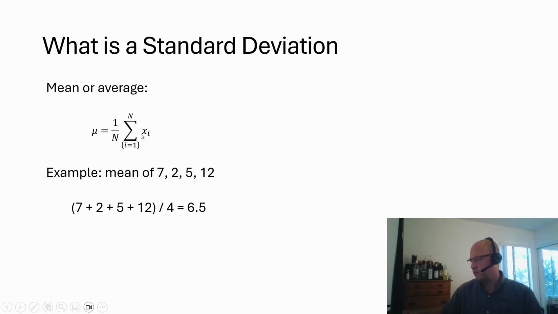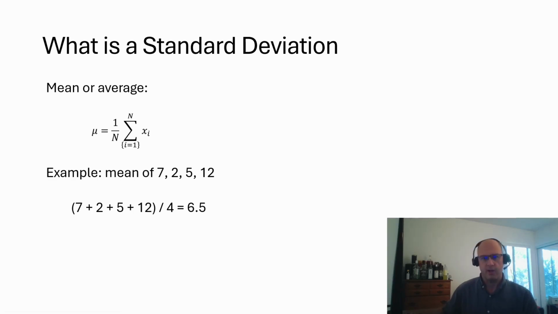If we have a bunch of numbers, say x1, x2, x3, x4, to calculate the average, it's pretty simple. You just add all those numbers up. That's what this capital sigma here means, from 1 to n, and then we divide by our number of points. So this is trivial. If we take the numbers 7, 2, 5, and 12, we add them up, we divide by the total number of numbers, which is 4, and we get 6.5. Simple arithmetic mean, simple average.